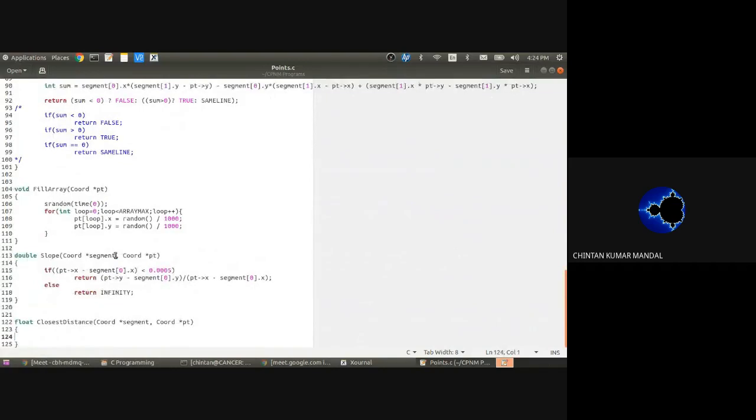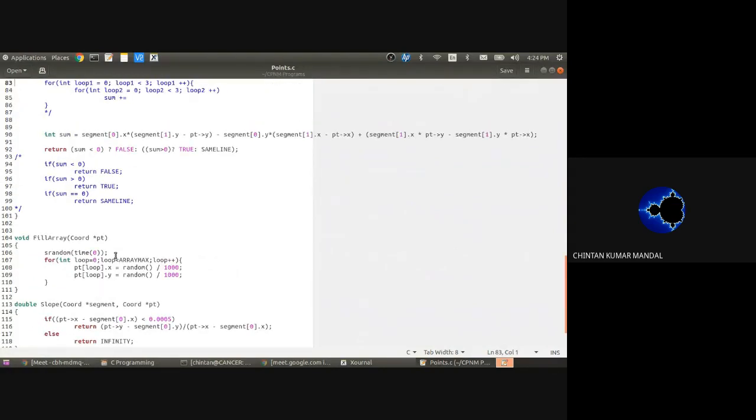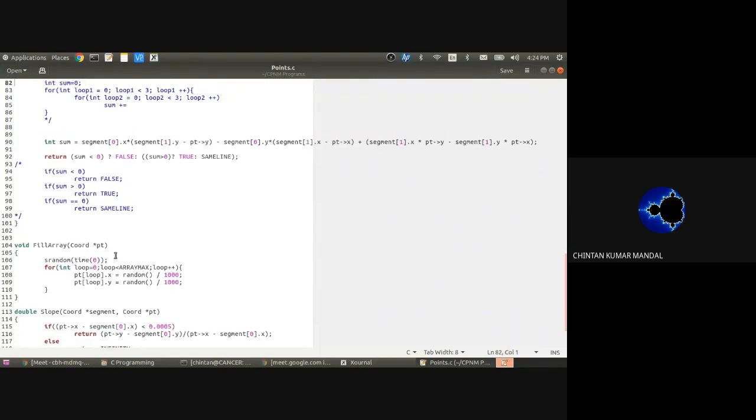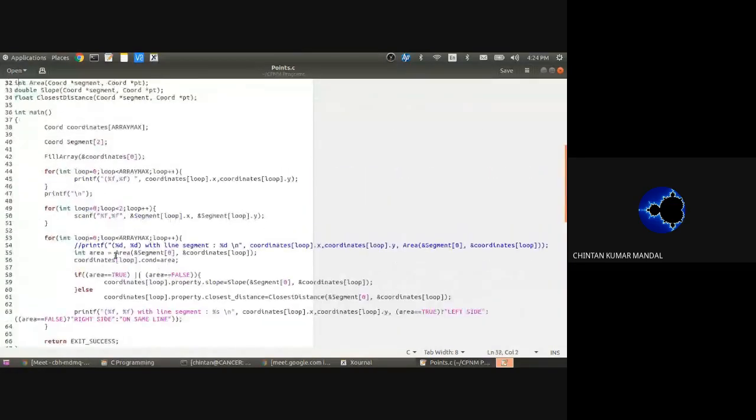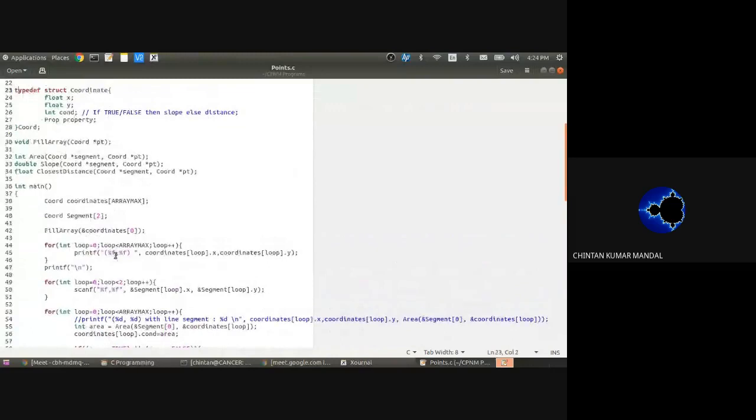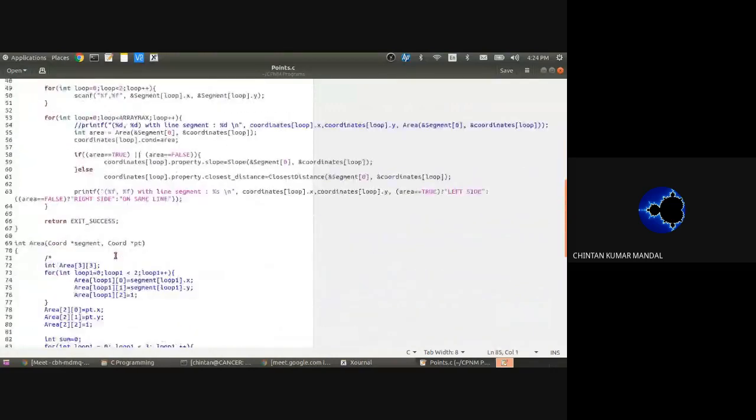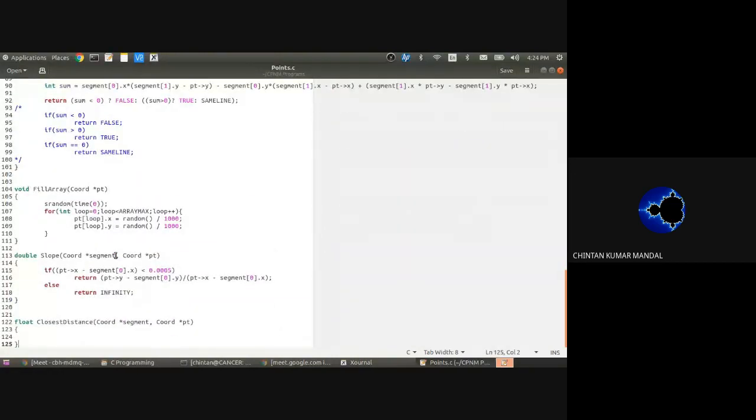It's a double, no, it's a float. How it's a float is basically 1000 will be there. Okay, so the closest distance problem. Looking for the answer of the closest distance problem.